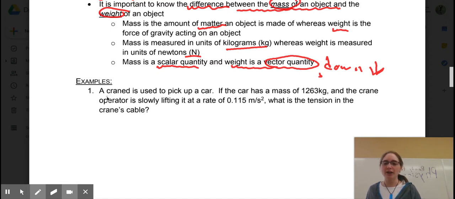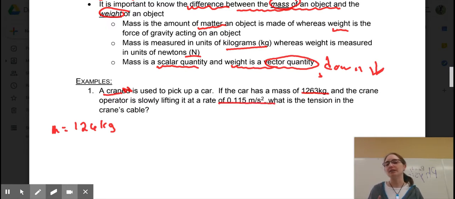A crane is used to pick up a car. The car has a mass of 1,263 kilograms. So we're going to write that down. And the crane operator is slowly lifting it at a rate of 0.0115 meters per second squared.